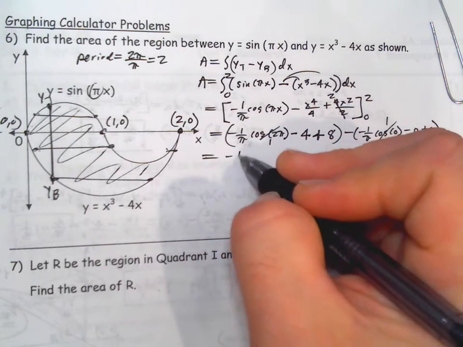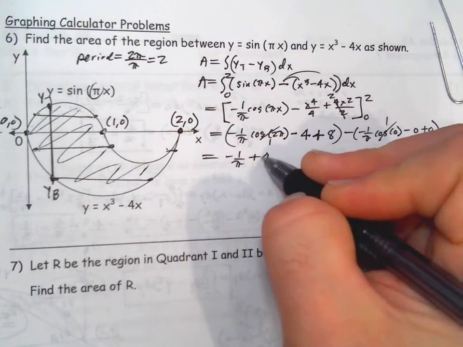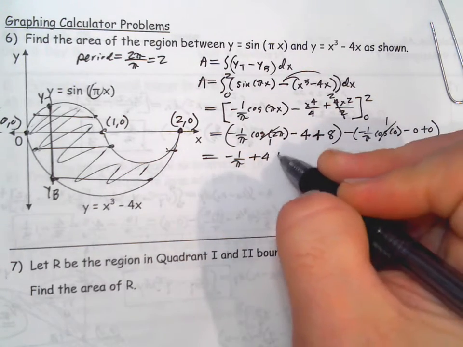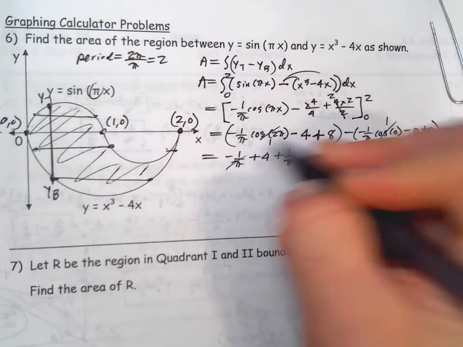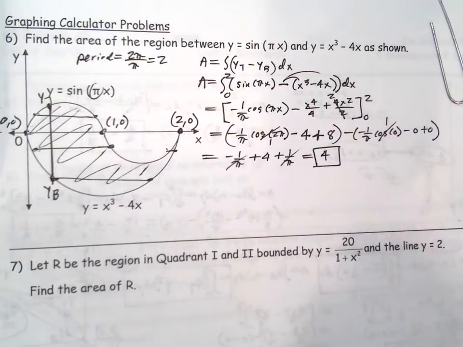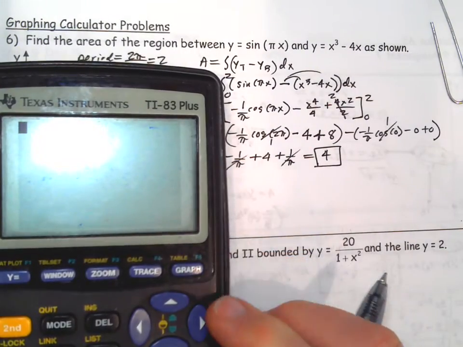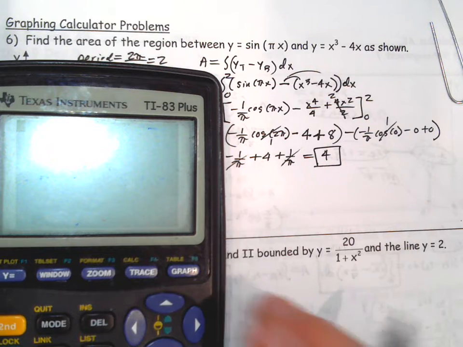So this is going to be negative 1 over pi plus 4, and then plus 1 over pi. And these guys are going to end up canceling each other out, and the answer is going to end up being 4. Now, if I had a calculator on a test, I would totally do it. I'm just doing this to challenge myself to be better for when I don't have a calculator.